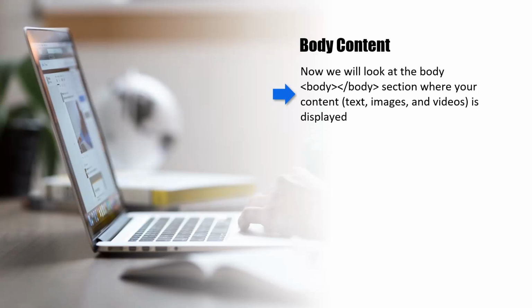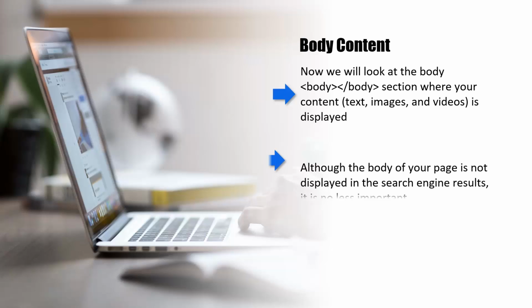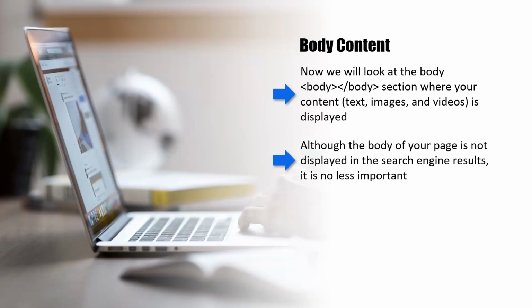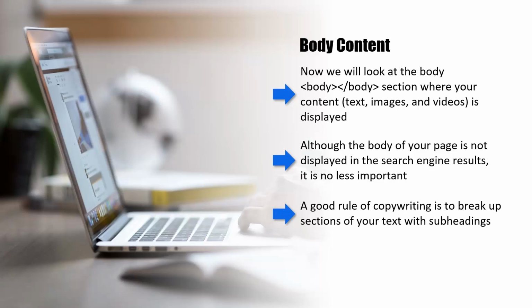Body content. Now we will look at the body section where your content, text, images, and videos are displayed. Although the body of your page is not displayed in the search engine results, it is no less important. The Google bot doesn't just read your title and description, it will read everything that is on your page as well. A good rule of copywriting is to break up sections of your text with subheadings.